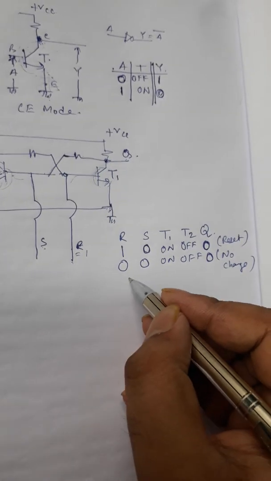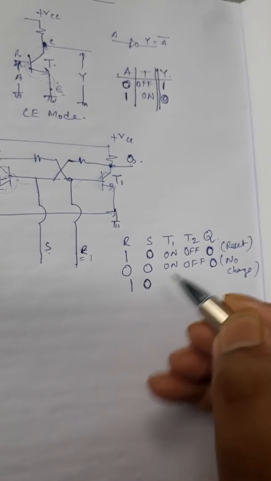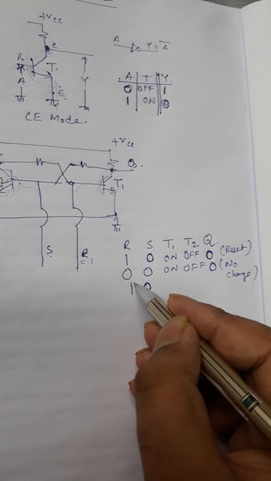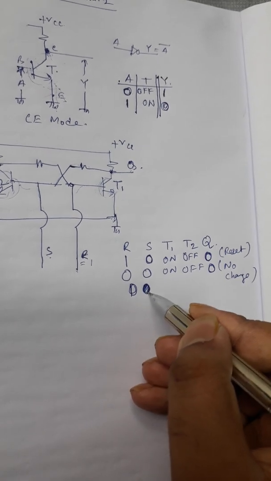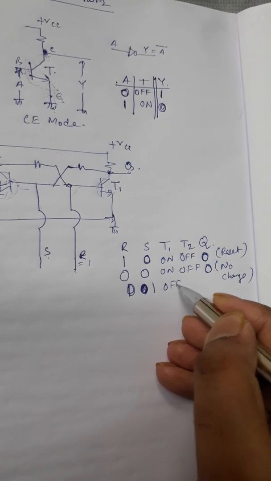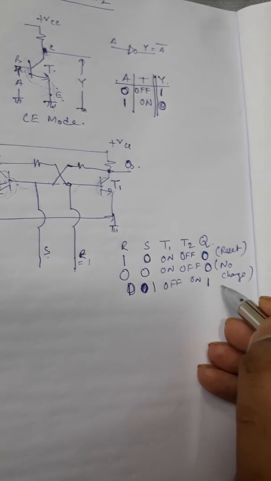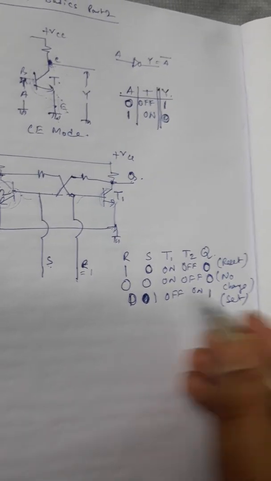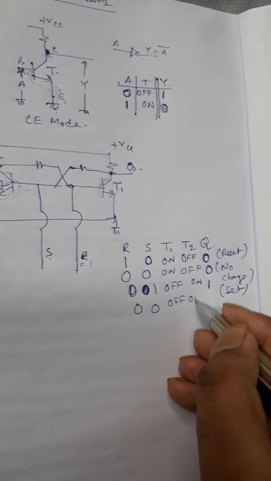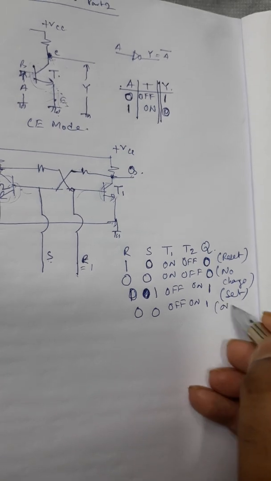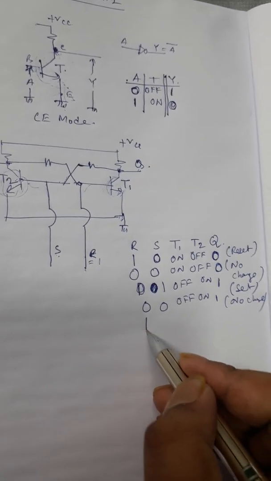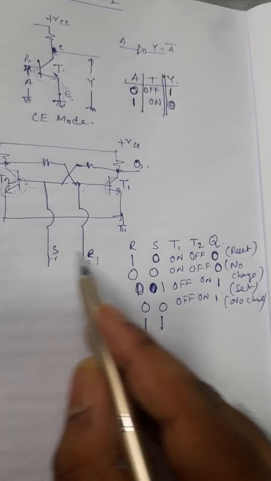Now a similar thing will occur in the case of 0 1 input also. So you have made S 1. T1 will be off now and T2 will be on, and the output will be high. This is known as the set condition. After set, if we make 0 0, then this will remain off, this will remain on, and this is no change.